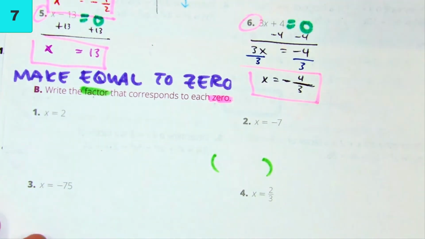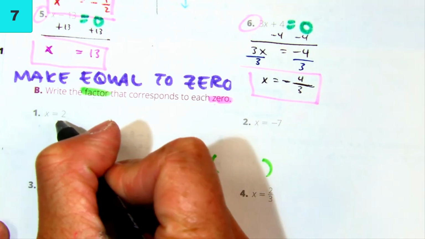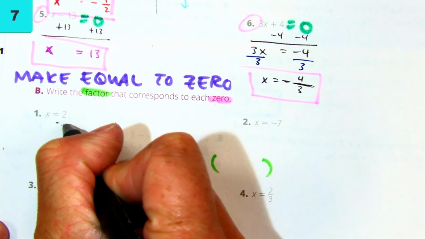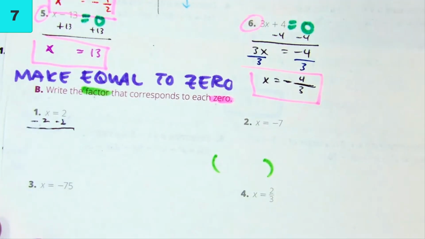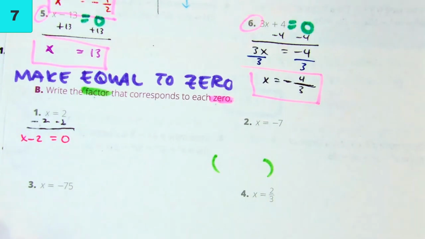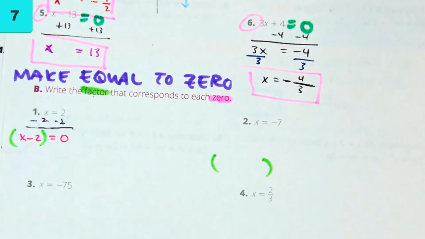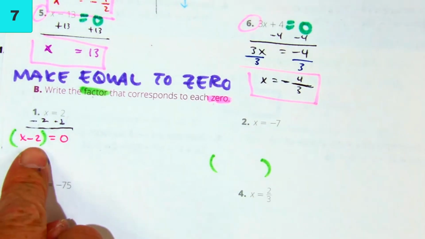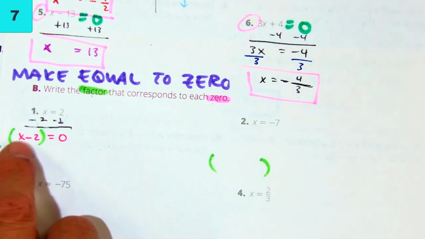So what do I do? How do I move that over? You're going to subtract 2. If I subtract 2, what do I get, class? X minus 2 equals 0. And there it tells you to write the factor. Well, the factor is x minus 2. Remember, it's just like you did when I gave you quadratics and I told you to factor and use x-box, and then this is one of your answers, right?